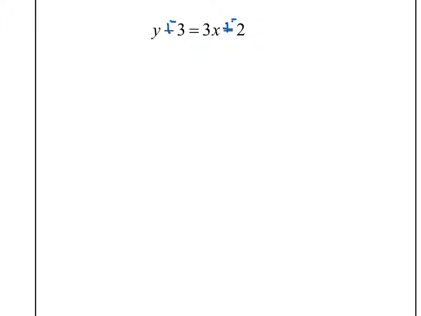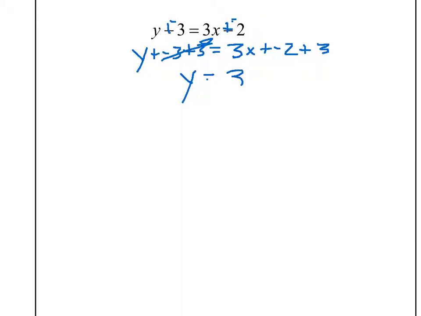Good news with this equation is, how many things have happened to the y? Just one. So what's that inverse operation I need to do that's going to get that y alone? Richard? Add that positive 3 to both sides. That gets my y alone: 3x plus negative 2 plus 3. How's that going to simplify? 3x plus 1.